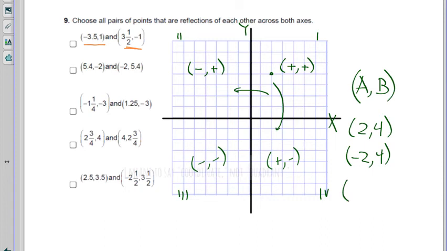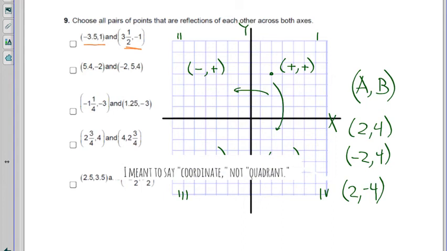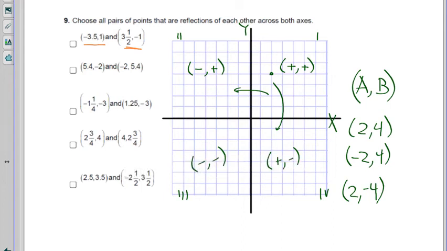So now the first coordinate has to be positive, and the second coordinate has to be negative, but the numbers stay the same. It's still a 2 and a 4. So we can use this kind of information just to analyze these points without having to actually plot them.